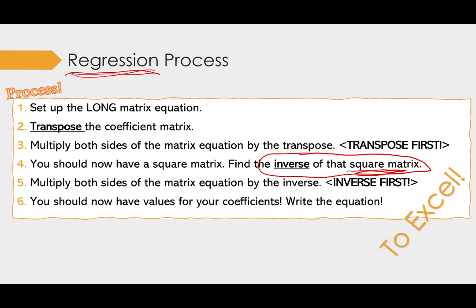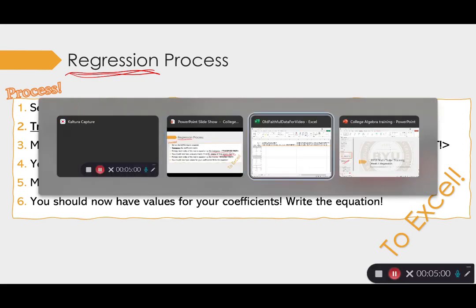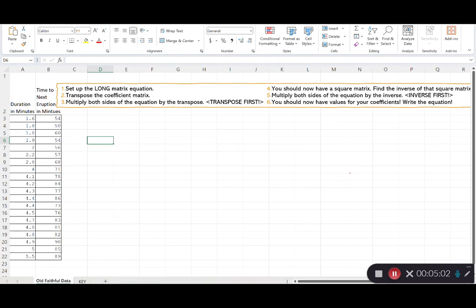To Excel! Oops, switch. There we go. Here we are in Excel. Put the process up there for us, if we need it. First, let's decide what kind of function this is. By the way, this is data about Old Faithful, the geyser in Yellowstone National Park.